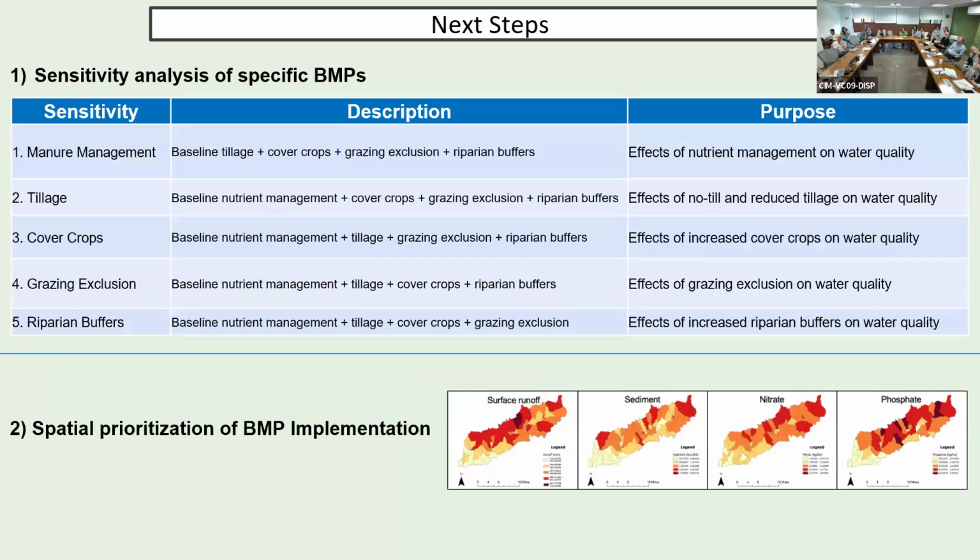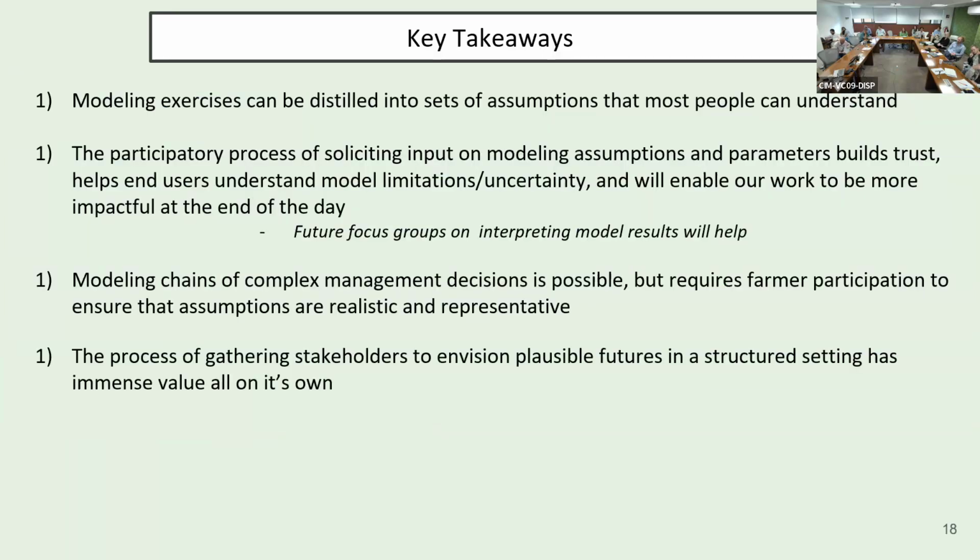We actually now are representing all these different linked practices. We have the ability to turn them on and off and see which are most sensitive in the modeling to water quality outcomes. And we're also looking to do some spatial prioritization of where in the watershed the BMP prioritization is the most effective.